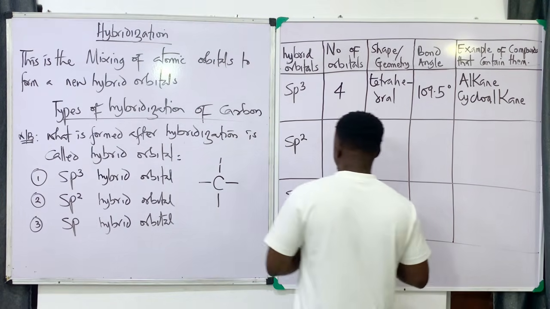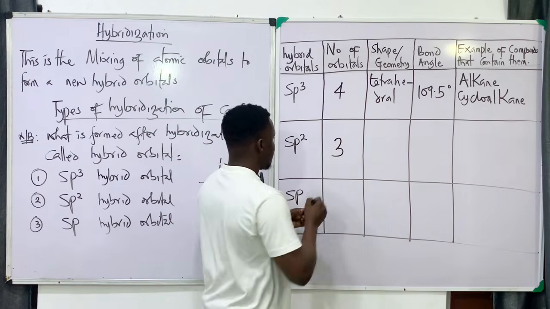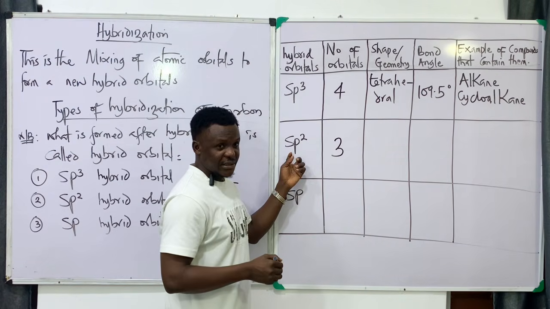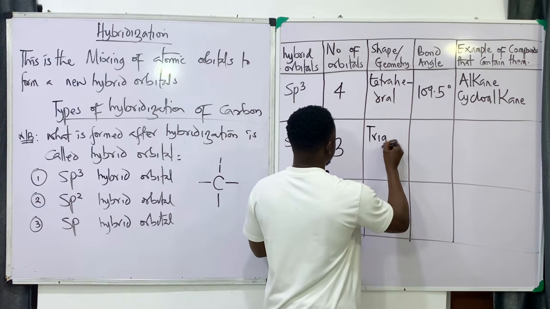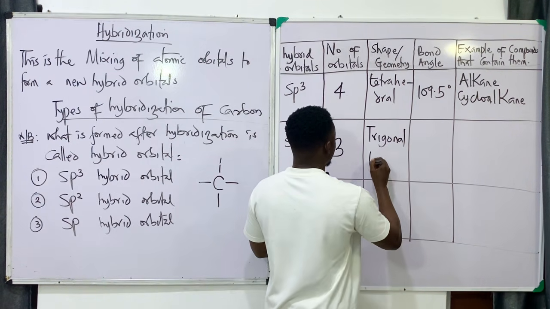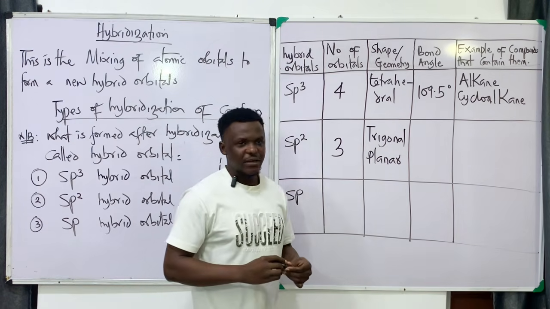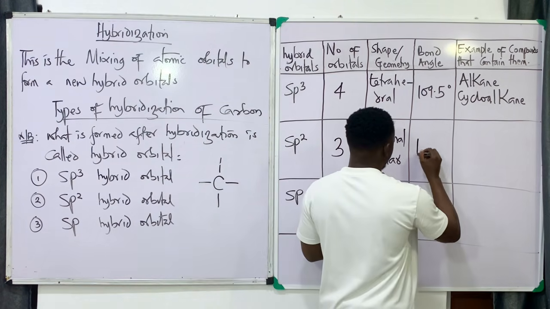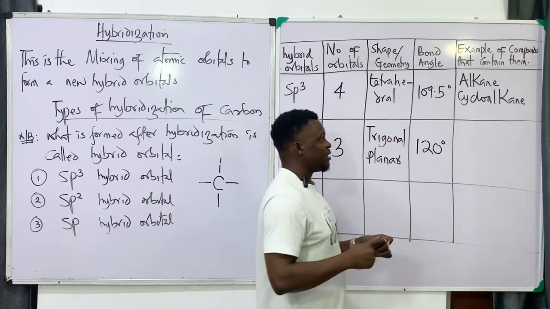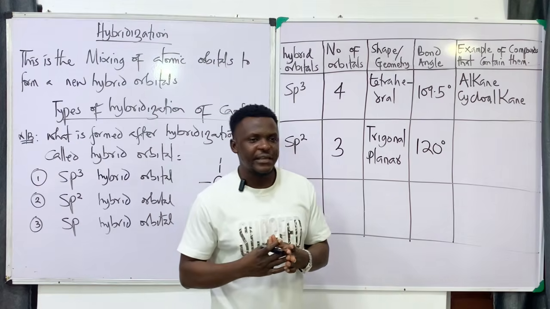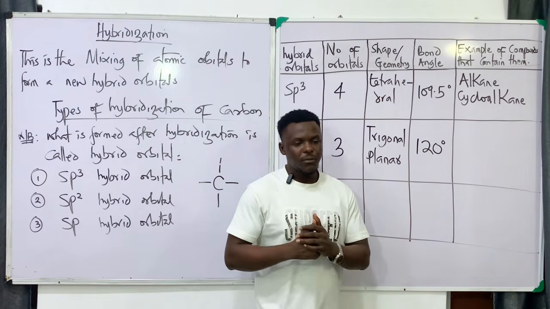Now let's move down to sp2. The number of orbitals in sp2 is 3, because we have 2p and we have 1s. And what is the shape of this sp2? The shape of sp2 is trigonal planar or plane triangle. Now this has a bond angle of 120 degrees. Okay, so the next question is, where can we find carbon atoms with sp2 hybridized orbitals?